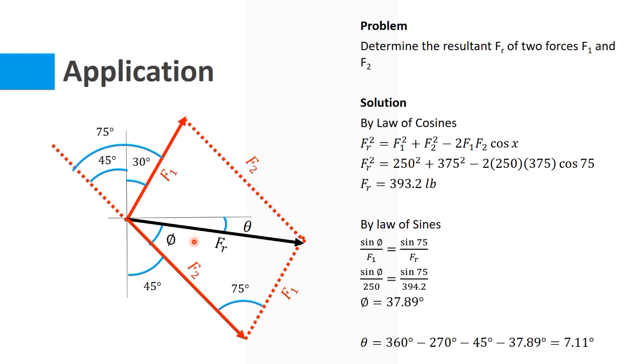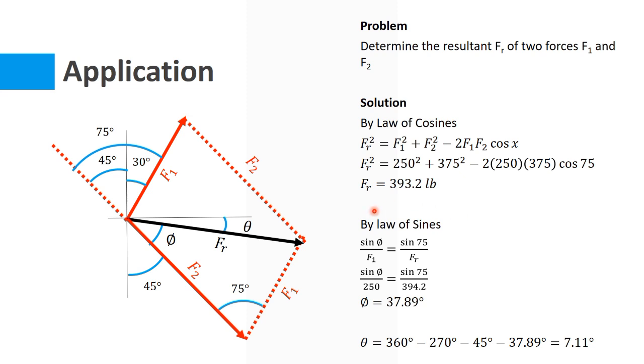So if we subtract all these angles from 360 degrees, we can easily find the angle theta. Theta is simply equal to 360 degrees minus 270 degrees minus 45 degrees minus 37.89 degrees, which becomes 7.11 degrees. So we have very easily found the angle of inclination of the force as well as the magnitude of the resultant force.